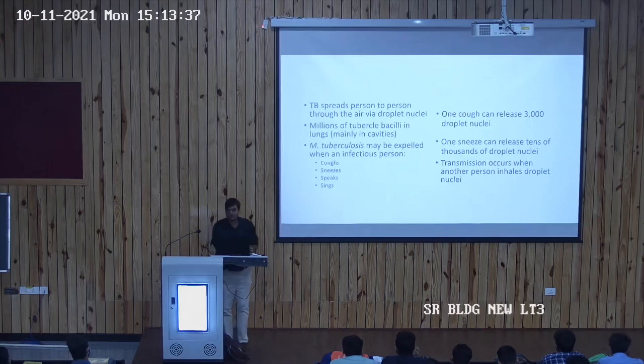One cough can release approximately 3,000 droplet nuclei. One sneeze can release tens of thousands of droplet nuclei. And the transmission occurs when another person inhales these droplets.